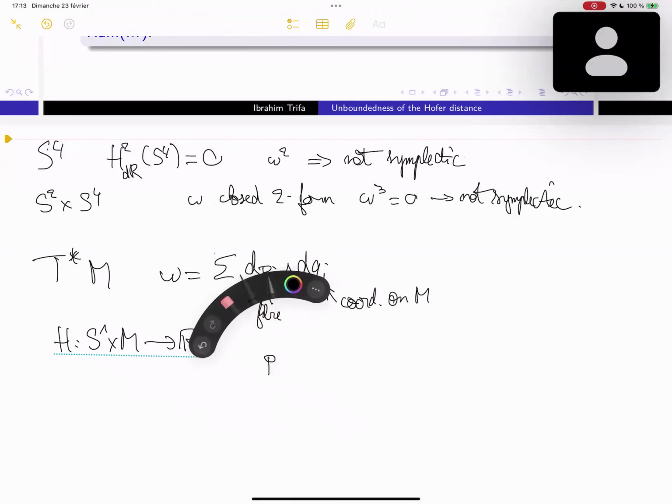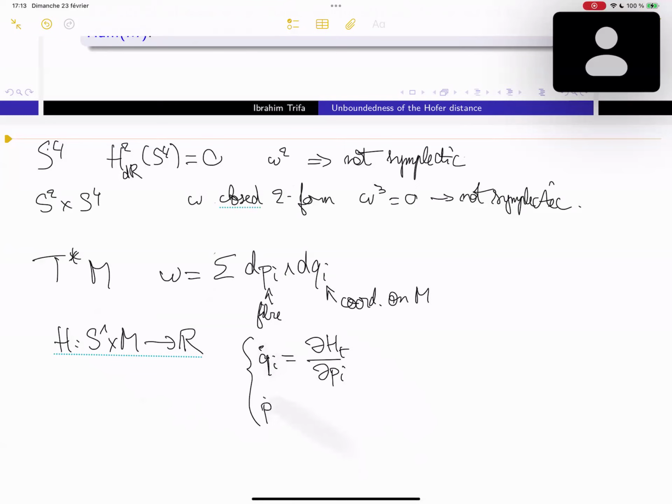So you get q dot i is equal to dH_t over dp_i, and p dot i is equal to minus dH_t over dq_i. So maybe if you've learned some classical mechanics... H is defined on T star M, right? Not on M. Yes, sorry, here H is on T star M. You're right.